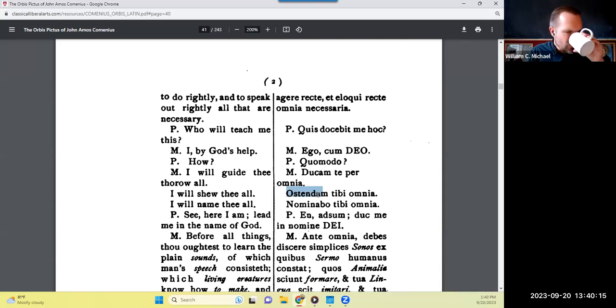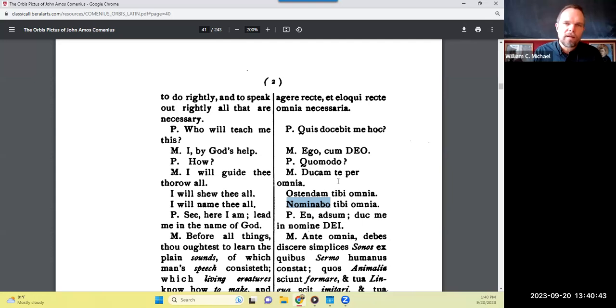An ostentatious person is a person who shows off. Good. Comes from the word ostendam. I shall show. Teacher says, I shall show to you all things, right? Very good. Then nominabo tibi omnia. Nominabo. I shall name for you all things.